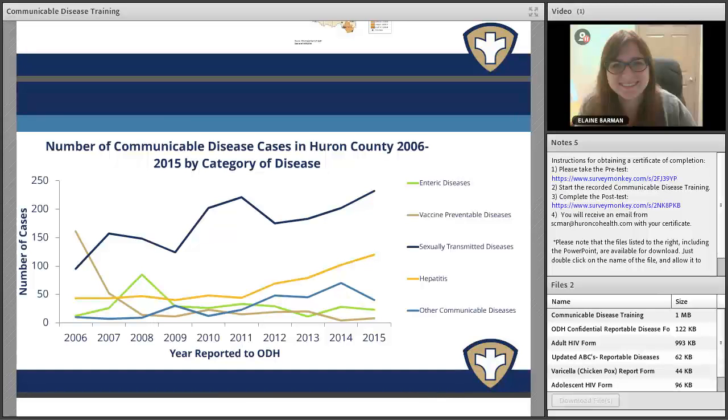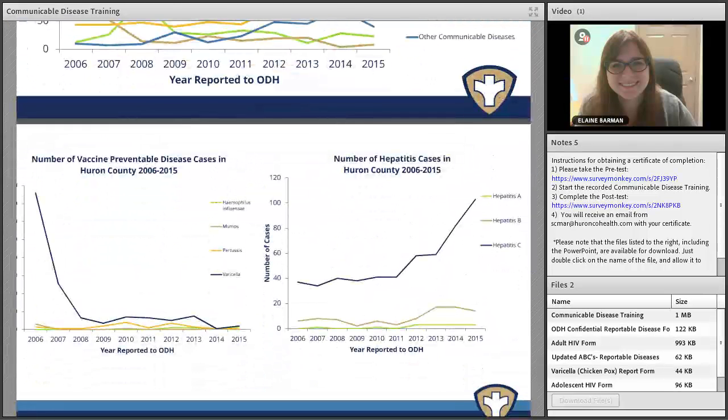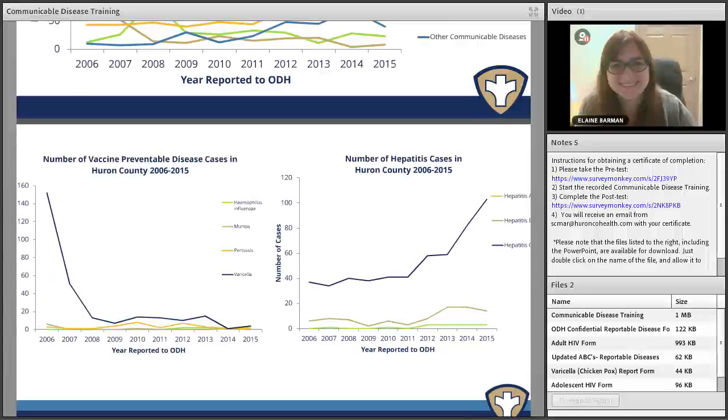And then you can see the tan line, vaccine preventables, that had started up relatively high, above 150 in 2006, and it dropped significantly in 2015. So we can kind of see what diseases we're seeing reported, are they trending up, are they trending down, so we can look at that and see what's going on in our county.